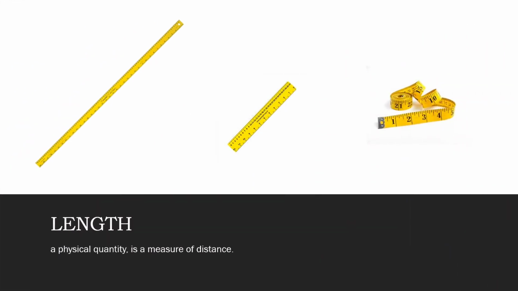So converting measurements in the metric system is simply a matter of identifying the unit that you have, the unit that you want to convert to, and then counting the number of units between them. So the first attribute is length. A physical quantity is a measure of distance. The examples that we use here are the meter stick, ruler, or tape measure.